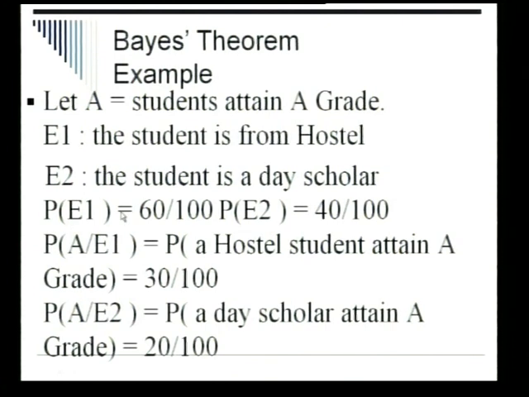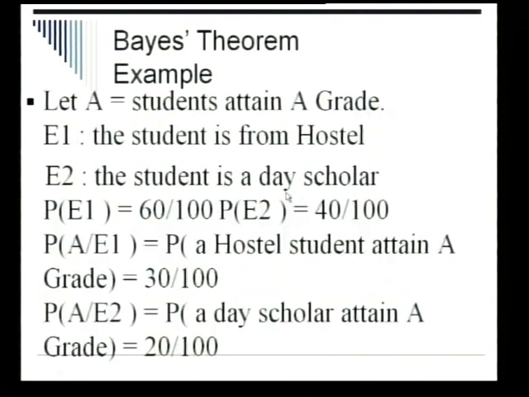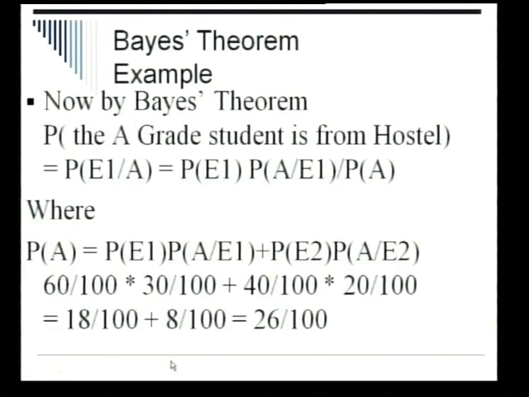So probability of E1 is 60 by 100 and probability of E2 is 40 by 100, as already given. Also we are given that 30% of the hostel students attain an A grade. The hostel student event has already occurred, and the hostel student event is E1. Therefore A given E1, a hostel student attaining an A grade, is equal to 30 upon 100. Again it is said that 20% of the day scholars attain an A grade, so A given E2 is 0.2, right. Now what is the question here?